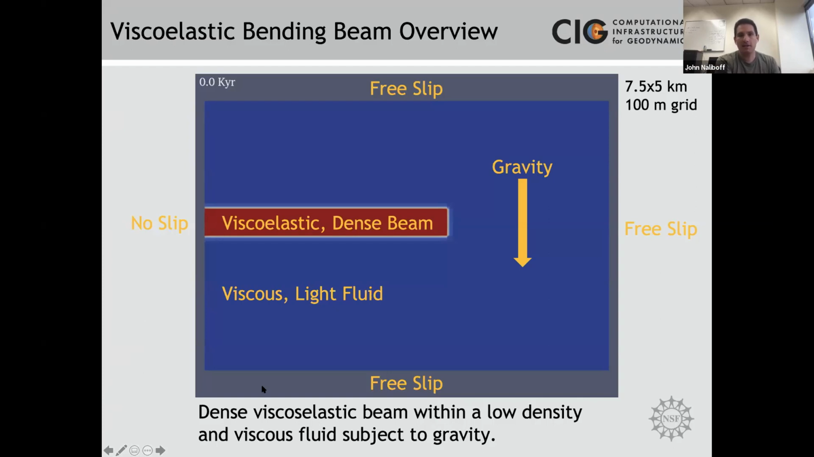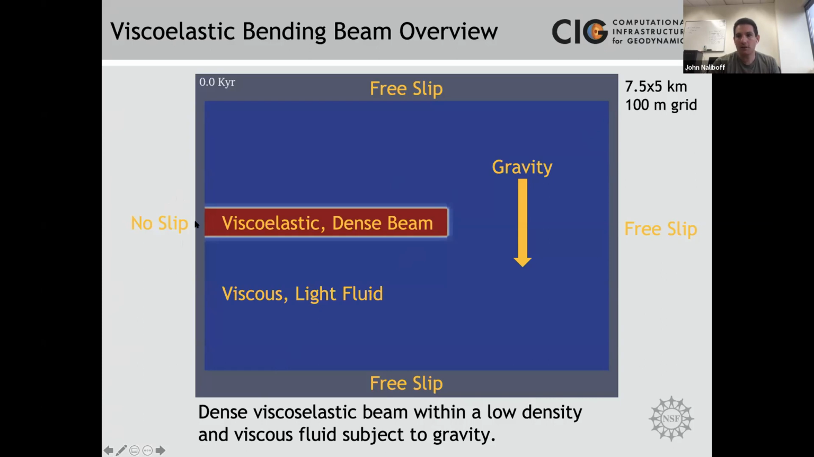So the viscoelastic bending beam benchmark is designed to look at the flexural profile and viscoelastic stress accumulation of a viscoelastic plate under gravitational loading. So here's the model design. It's 7.5 by 5 kilometers. We have 100-meter grid spacing. And here are the key features and boundary conditions of the model.